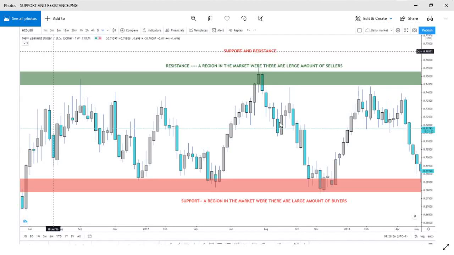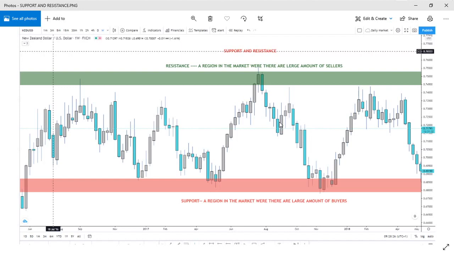In today's video, we're going to be talking about support and resistance, what it means, how to plot them, and how to map them out. Now, support and resistance simply is a region in the market where there are either a large number of sellers or a large number of buyers who are willing to buy or to sell at a particular price.